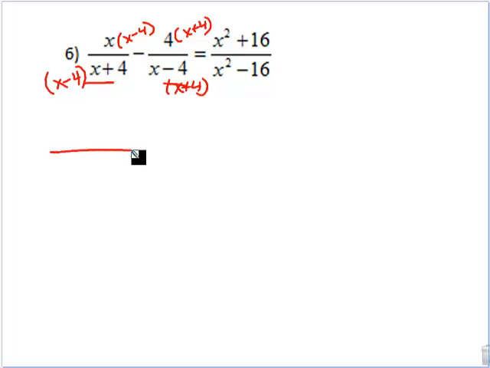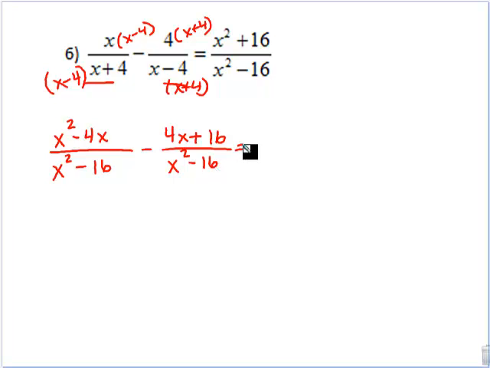x times x minus 4, what does that give us? x squared minus 4x. What's the denominator going to be? x squared minus 16. What happened to the outside and the inside? They canceled, so that's why we have x squared minus 16. Minus the next fraction, 4x plus 16 over x squared minus 16, is equal to, right-hand side didn't change, x squared plus 16 over x squared minus 16.